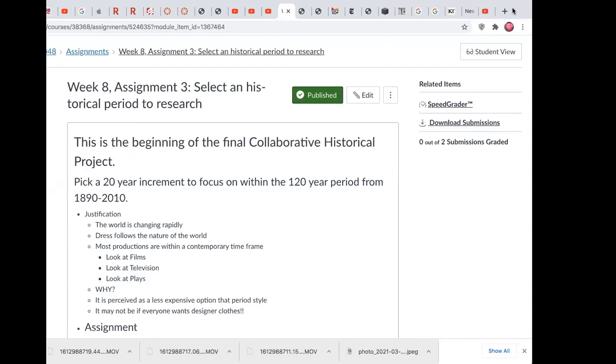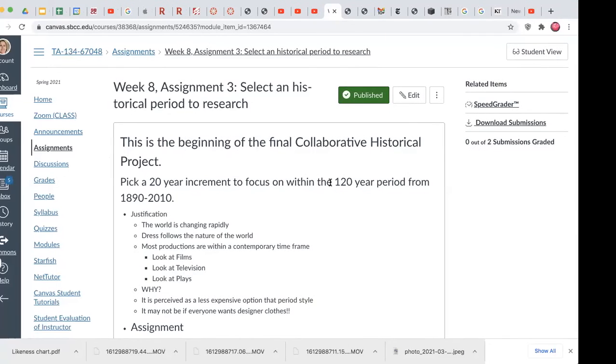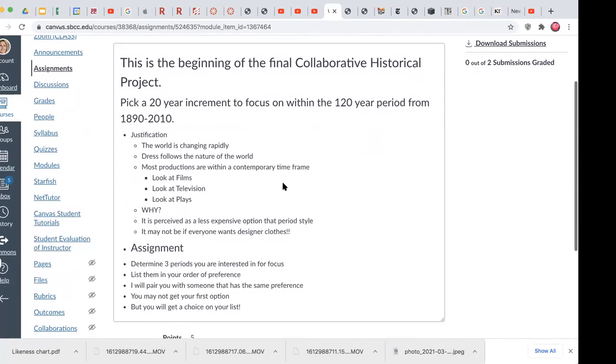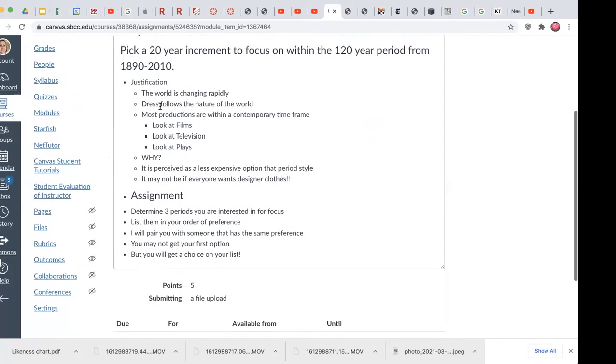So picking your historical project. This is the beginning of the final collaborative historical project. We need to have you turn in your period from 1890 to 2010. Pick a 20-year increment that you are interested in.